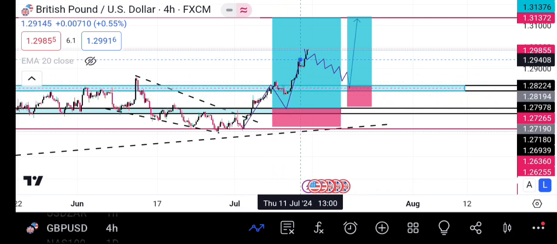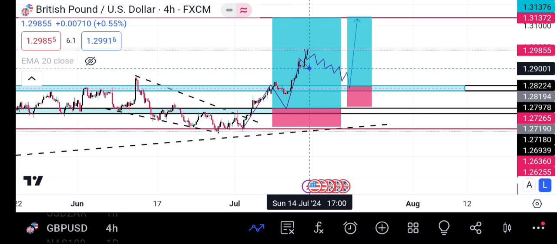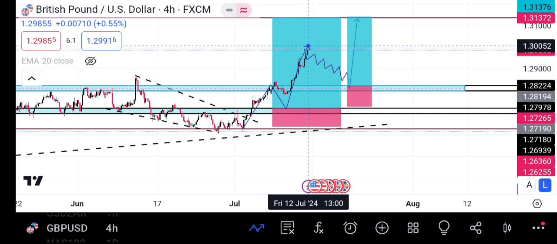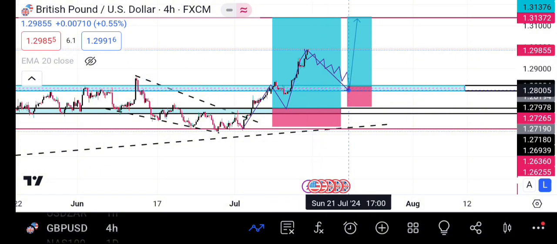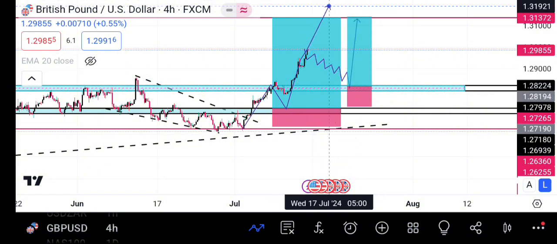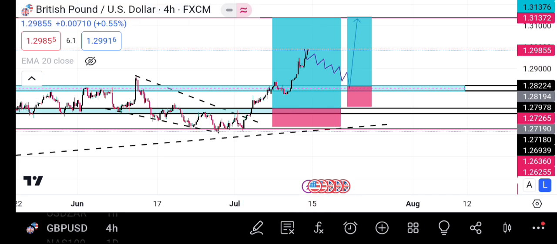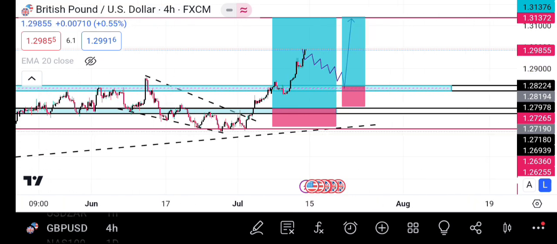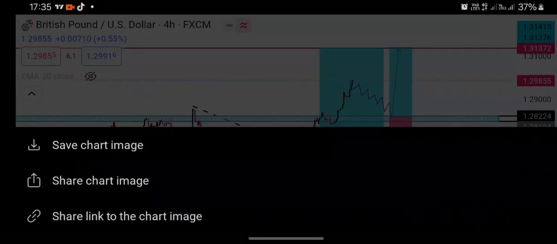And here also, I thought the market was going to just come down and retest, but no, it didn't. So it just came here to this tool over here. So what I'm waiting for now is for it to come down so that they can continue with the bias towards the upper side. That's what I'm currently anticipating with GBP USD.